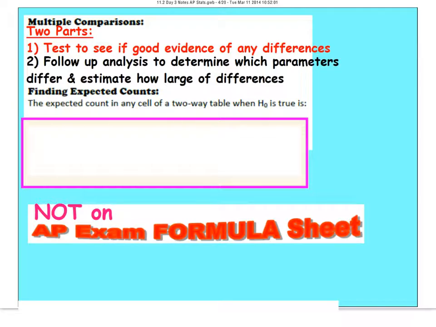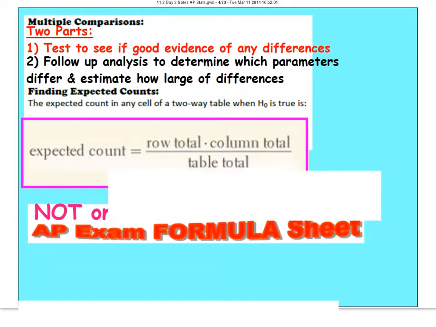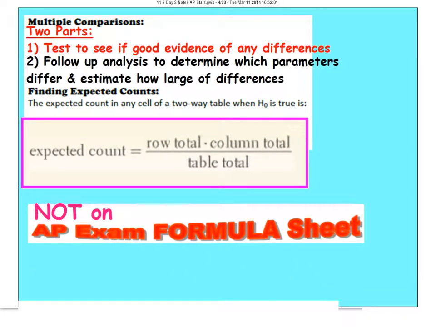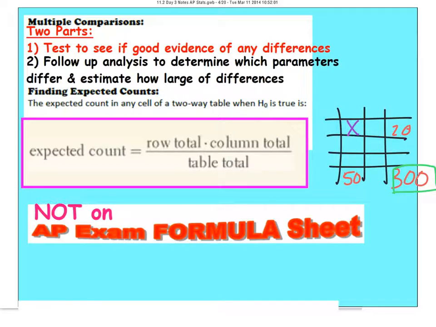So to do that, you're going to have multiple rows and columns, and all you have to do is this. The expected counts are going to be the total of the row times the total of the column over the total in the table. So for example, let's say you had a two-way table where this row totaled 20 and this column totaled 50, and you wanted to find the expected counts for the element in this cell. Well, the table in total is going to come back to 300.